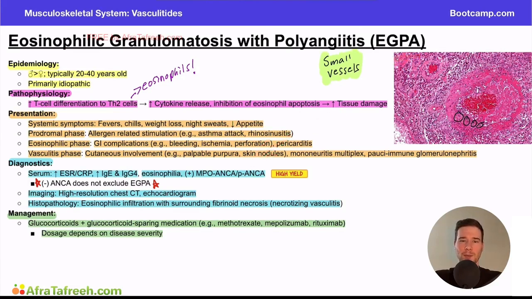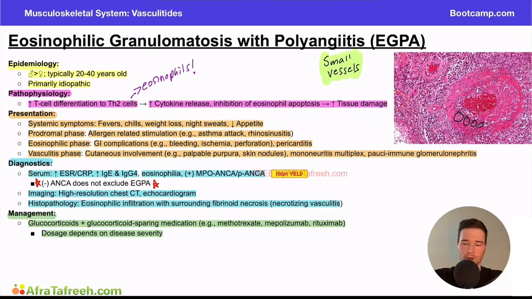So just a quick summary to wrap up this video. Eosinophilic granulomatosis with polyangiitis, EGPA, formerly called Churg-Strauss disease, is typically going to be in a younger to middle-aged patient of primarily idiopathic etiology. Pathophysiology deals with T-cell differentiation, which stimulates eosinophils, inhibits apoptosis, and ultimately destroys the tissues.